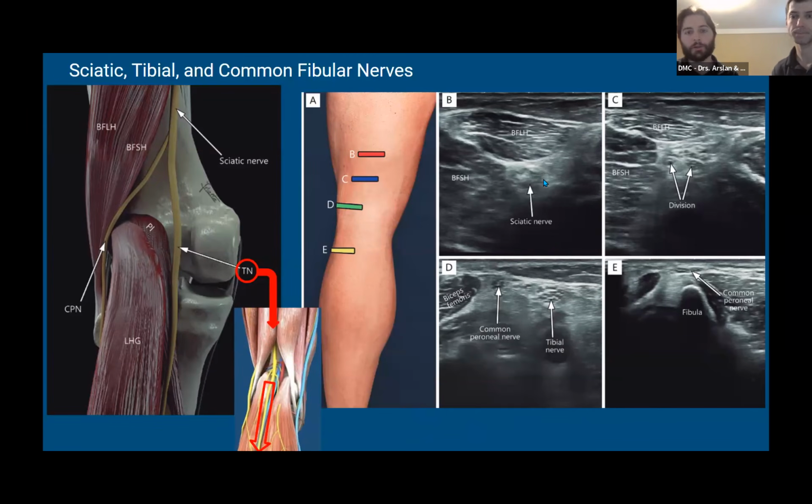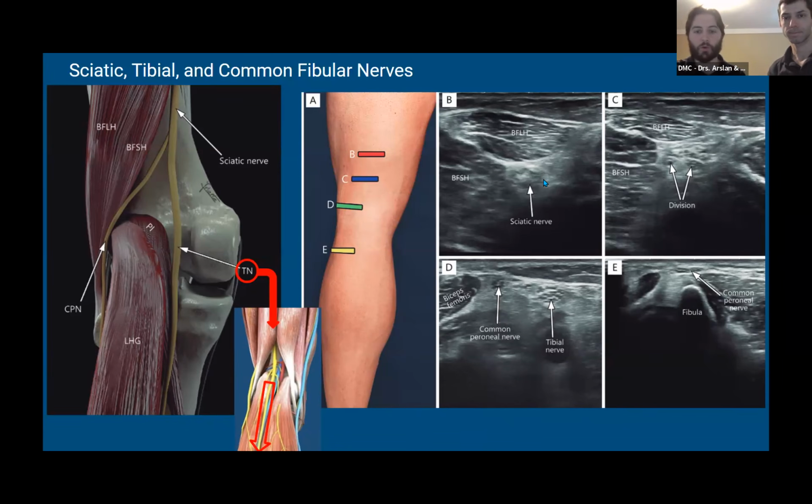Next, we'll start looking a little deeper into the neuroanatomy of the posterior thigh, starting with the sciatic nerve. This originates at L4 to S3 and descends down the posterior aspect of the thigh. When it reaches the apex of the popliteal fossa, it divides into the tibial and the common peroneal nerves.